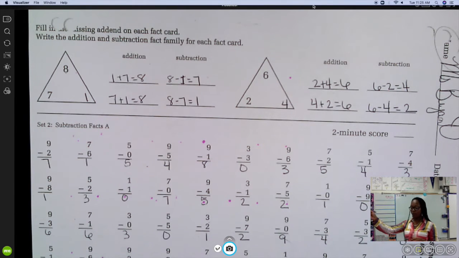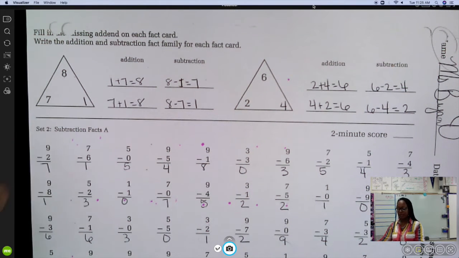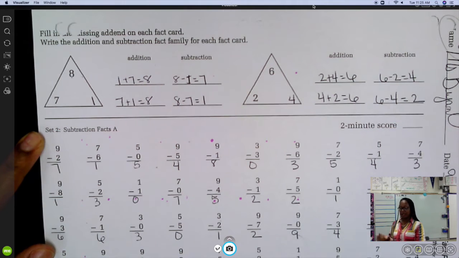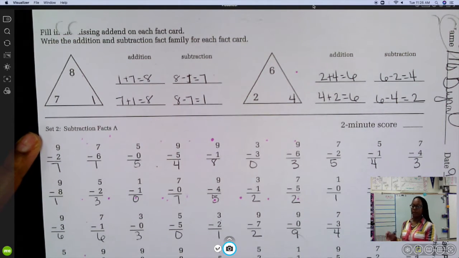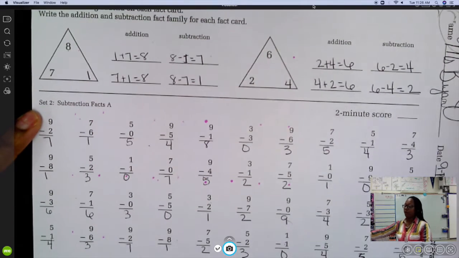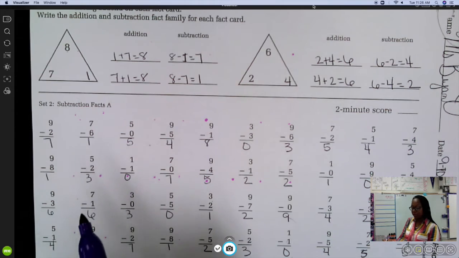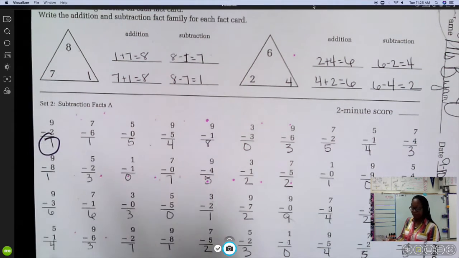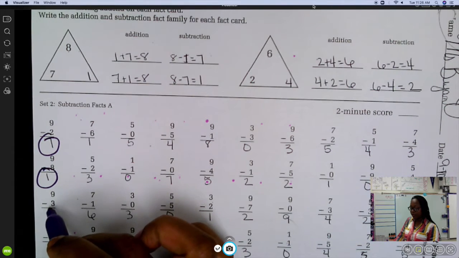So I'm going to go over to where it's right under where it says set 2 subtraction facts 8. It says 9, and I'm just going to circle as we go over these problems as we do each day. We're going to circle the answer to make sure that we have them all and that they're all correct. We're going to go column by column. 9 minus 2 equals 7. 9 minus 8 equals 1. 9 minus 3 equals 6.